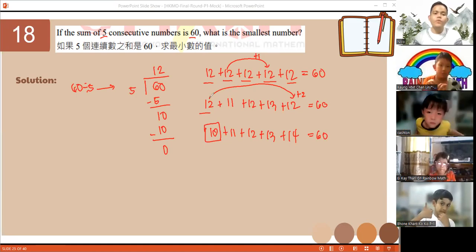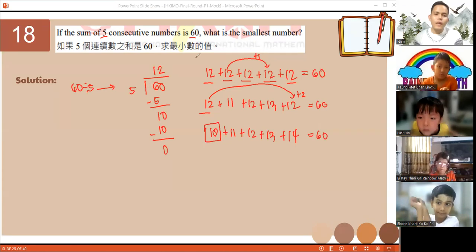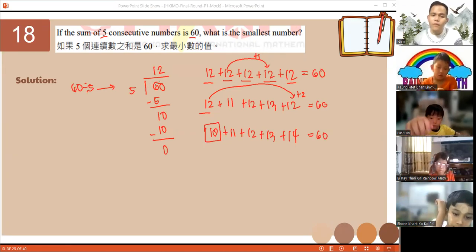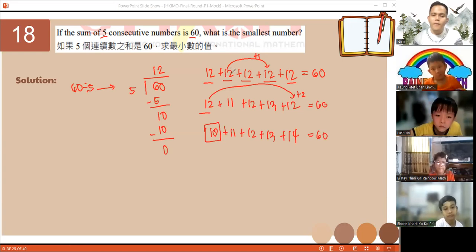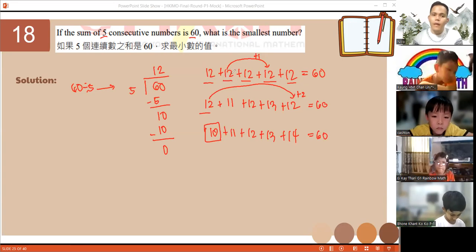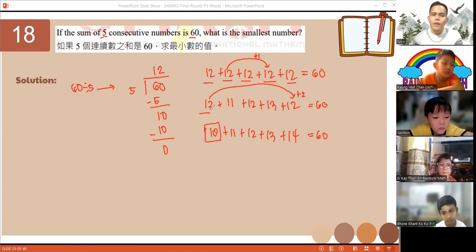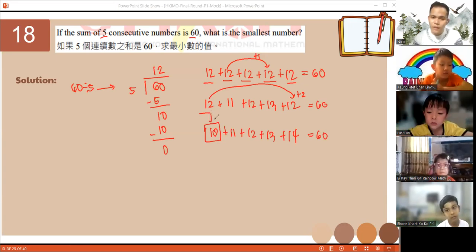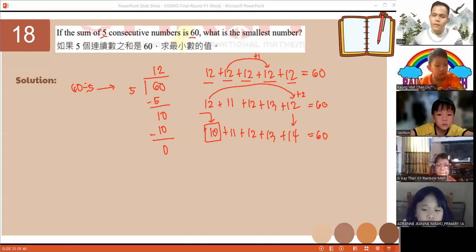Okay, so what did we do? We took the center value, which is the 12, right? How do we get the center value? It's just 60 divided by 5, which is 12. So all in all, we have 12 plus 12 plus 12 plus 12 plus 12, which is equal to 60. Now we transfer 1 from this 12 to the other 12. Since you transferred 1, this will become 11, right? The other one is 12 plus 1, so 13. Then you transfer 2 to the other 12. So 12 minus 2 is 10, right? And this becomes 12 plus 2, so 14.